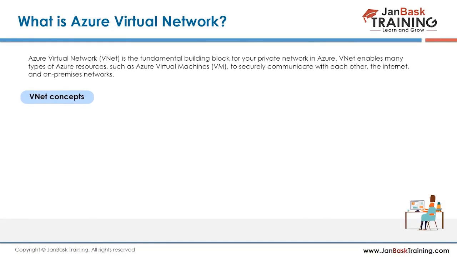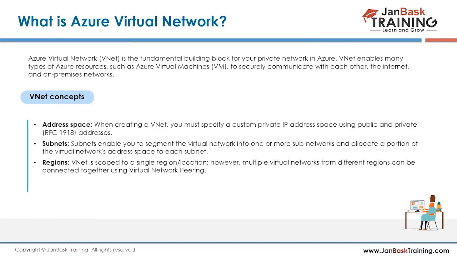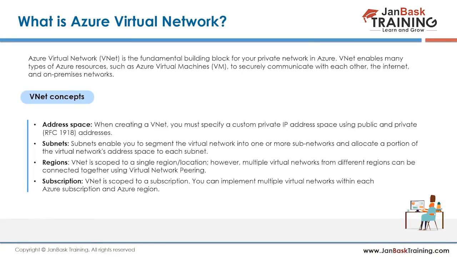This Azure Virtual Network is a fundamental building block for your private network in Azure. So when you create an Azure Virtual Network, we can say it's a private network that is used only for our infrastructure. Correct? There is no direct connectivity to the public internet until and unless you have a public IP assigned to that resource. Correct? So a VNet enables many types of Azure resources such as virtual machines to securely communicate with each other, the internet and the on-premise network. So that's a hybrid situation.